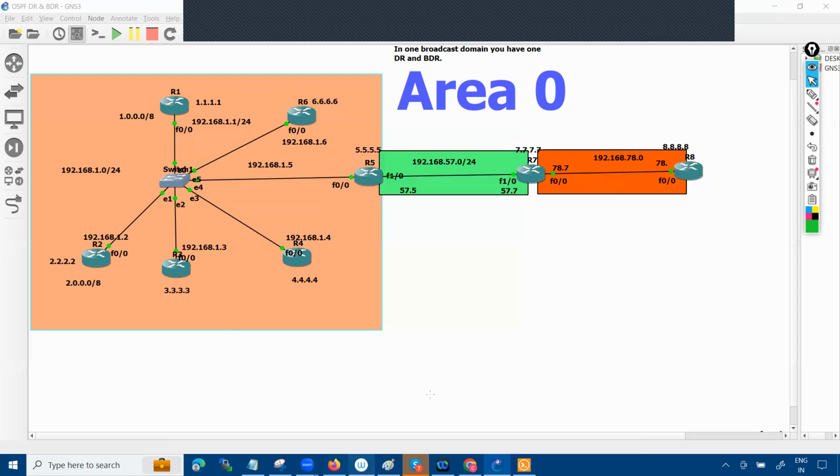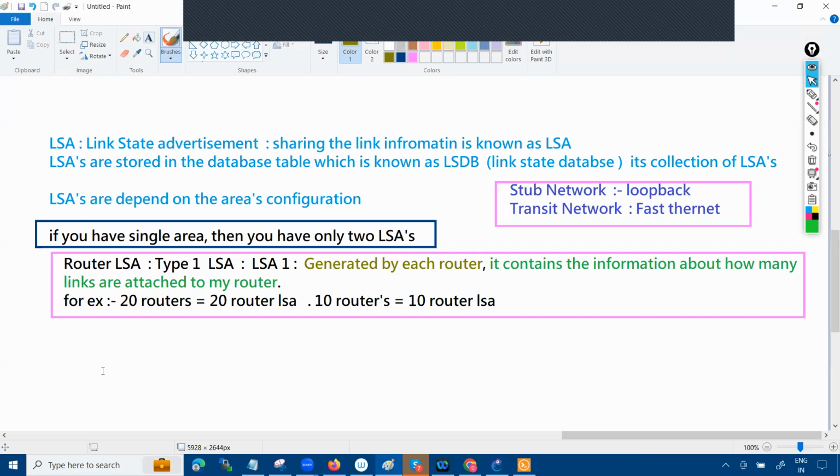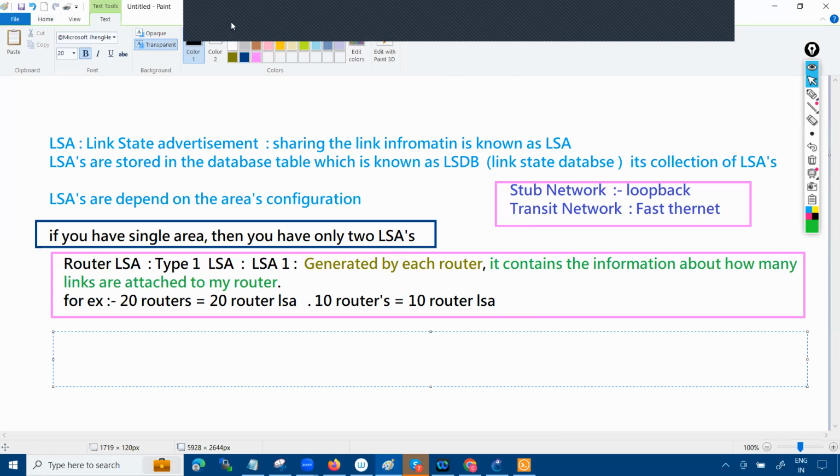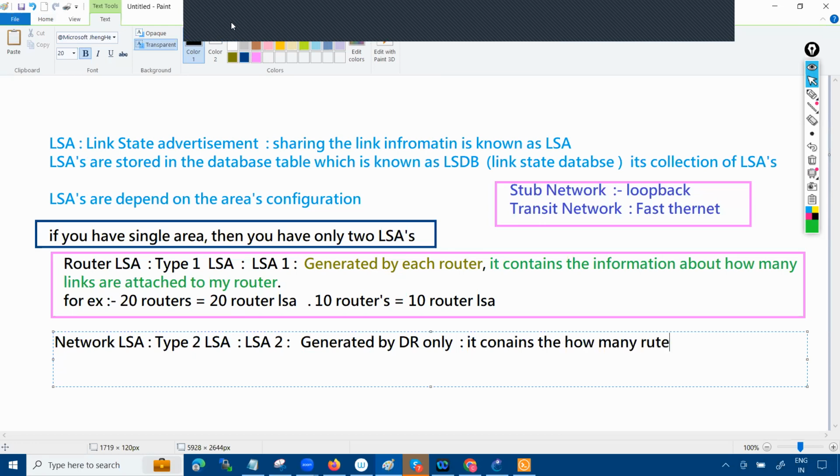So the next type of LSA we have is called the network LSA. That's called a type 2 LSA, and sometimes it's called LSA number 2. Focus on the name: it is generated by the DR only. It contains how many routers are attached in my broadcast domain. So of course, it's generated by the DR only.